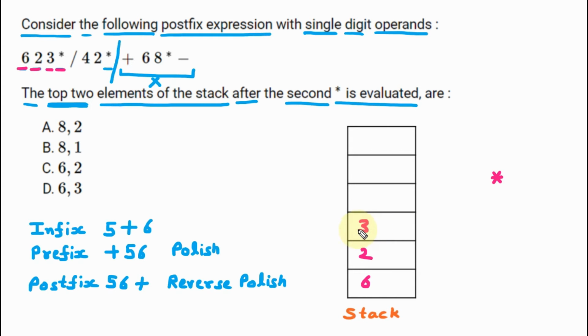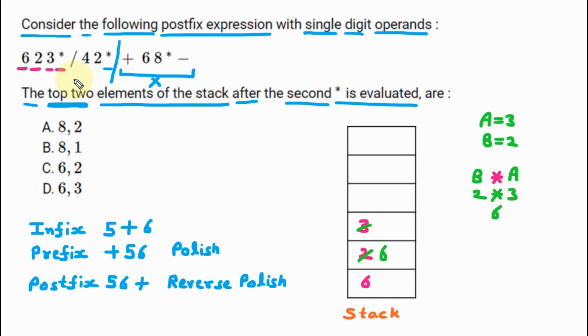So the top element is popped, that means 3 is taken out, and 3 will be stored inside A. And then 2 is popped, so 2 will be taken out inside B. This is important, that we need to provide B operator A. So that means 2 multiplied with 3. That means 6 is the answer. So this 6 will be again pushed back to the stack.